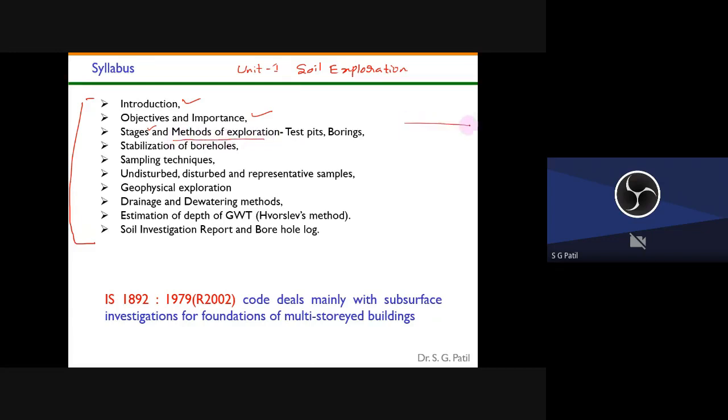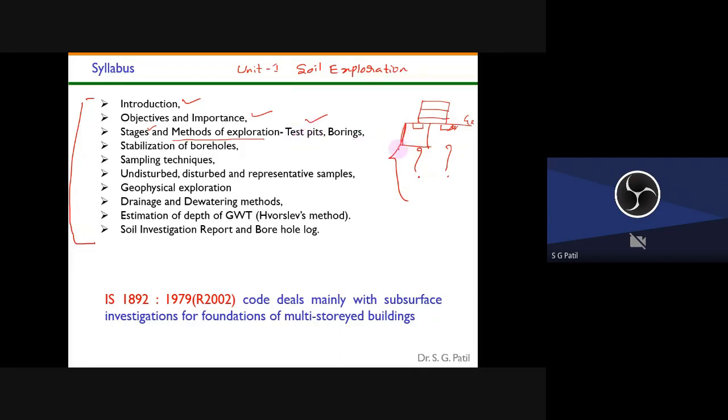Suppose this is the ground where you want to build your structure. To explore the type of soil here, what can you do? There are different methods. Either you dig an open pit, you excavate the soil up to here, and then you see for yourself the different types of soil and the arrangement of soil strata. So that is one method.